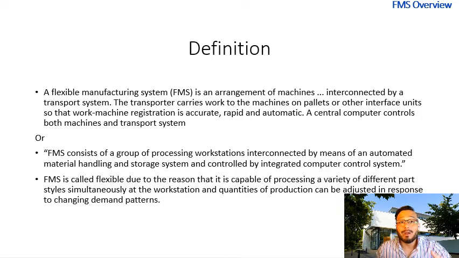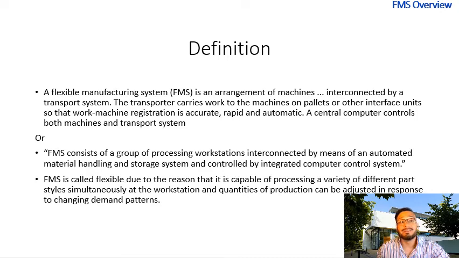That was an example of why flexible manufacturing systems are so important, and also was the motivation to take this course. Now we will see some definitions. A flexible manufacturing system is an arrangement of machines interconnected by a transport system. The transporter carries work to the machines on pallets or other interface units, so that work-machine registration is accurate, rapid, and automatic. A central computer controls both machines and transport system.